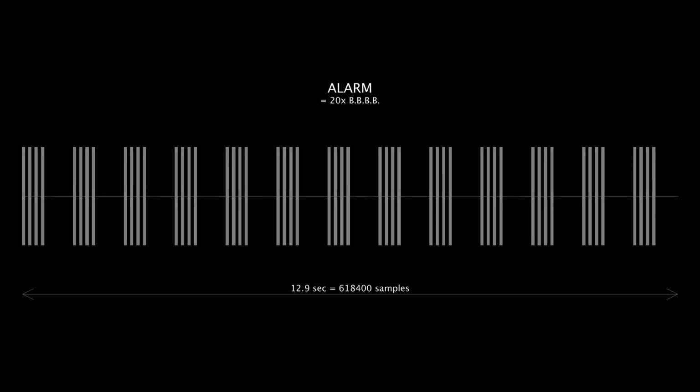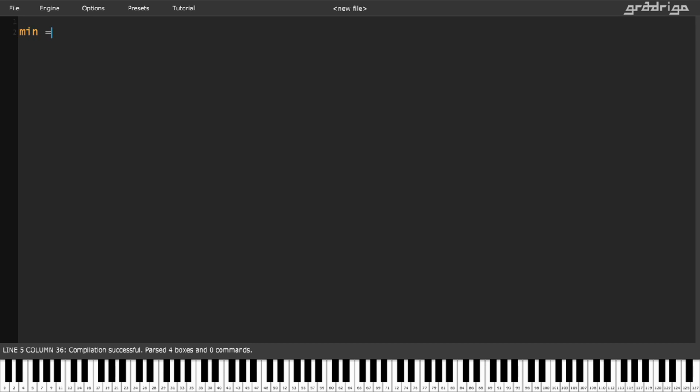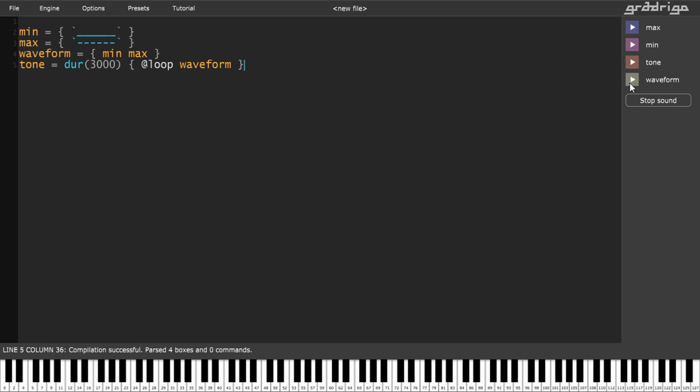How to write this thing as a grammar in GraDriGO? So first, let's define the minimum part of the waveform, and then the maximum part of the waveform. And then we said that the waveform is essentially a concatenation of the minimum and the maximum. And then the tone is something which lasts 3000 samples and is essentially a loop of the waveform. I'm just going to recompile and see if the waveform really sounds the way it should.